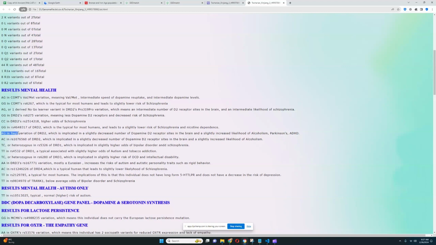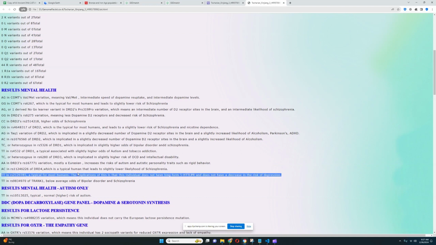He's got AG in TAC1, which is very interesting. So he's actually got this A allele in TAC1, which greatly decreases the number of dopamine D2 receptor sites in the brain and increases the likelihood of alcoholism, Parkinson's, and ADHD. Very kind of a rare allele. You don't see it very often. I see it in maybe one third of the samples I do videos on. But it seems to be more common among East Asians.